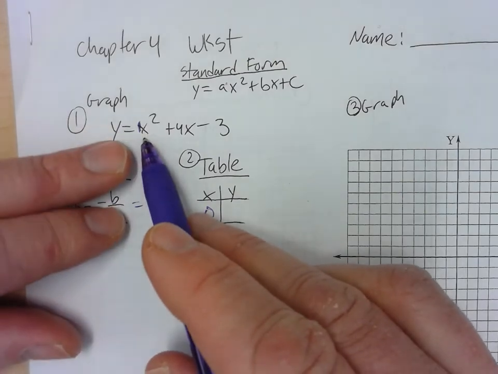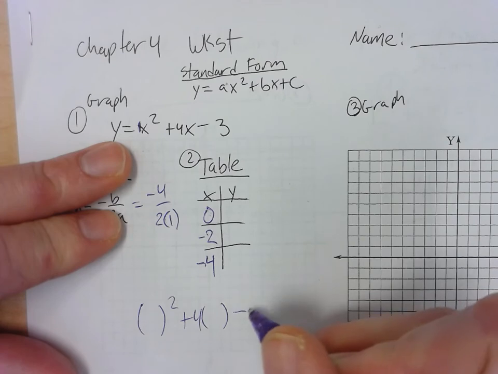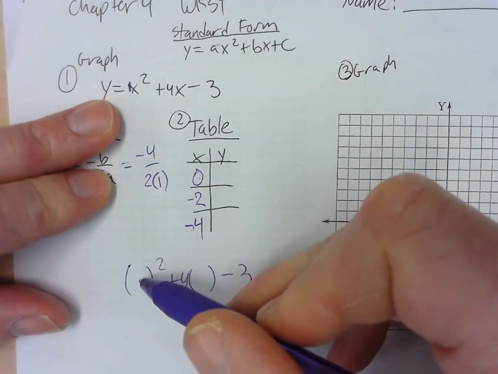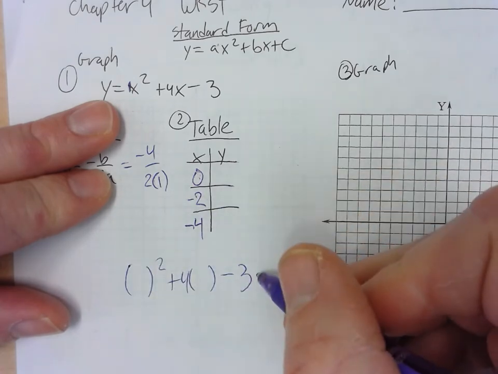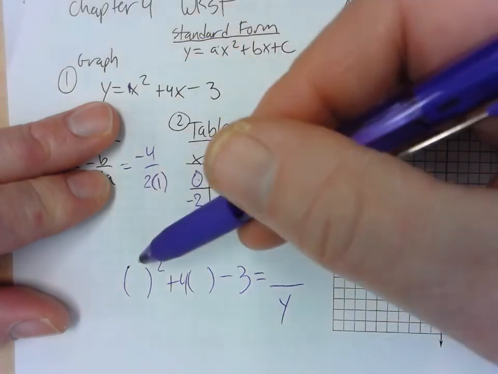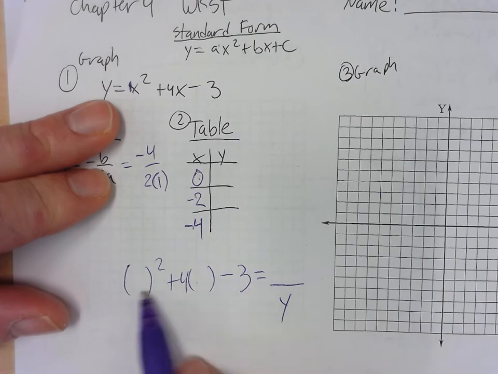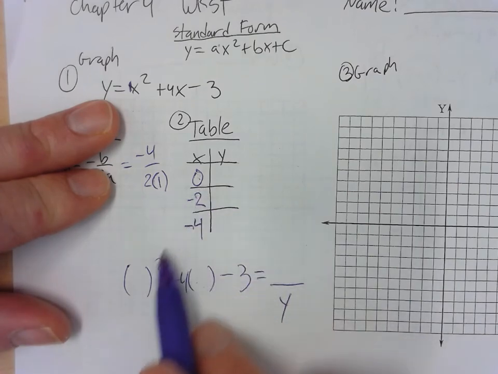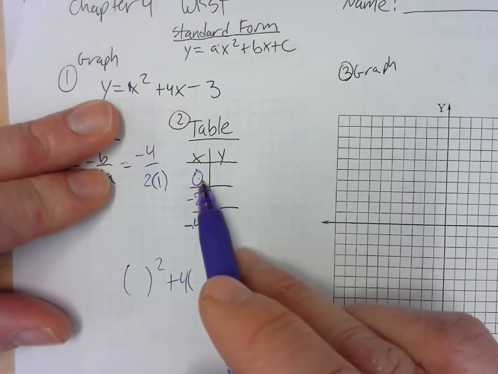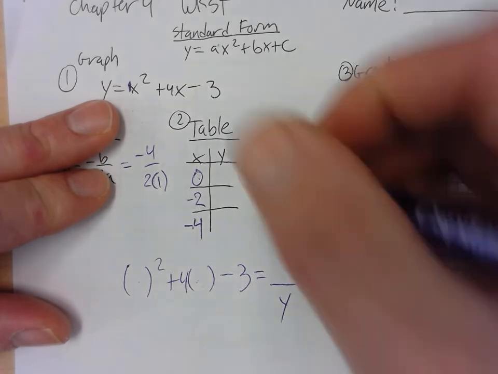So I do what this says up here. It is something squared plus 4 times something minus 3. I'm going to put 0 in for x, because the output of this is the y value. That's what y is equal to. And mind you, these two numbers are the same here. So now I'm going to put 0 in, and then I'm going to put negative 2 in, and then I'm going to put negative 4 in. The nice thing about putting 0 in is 0 squared is 0, and 4 times 0 is 0, so the answer is just negative 3.